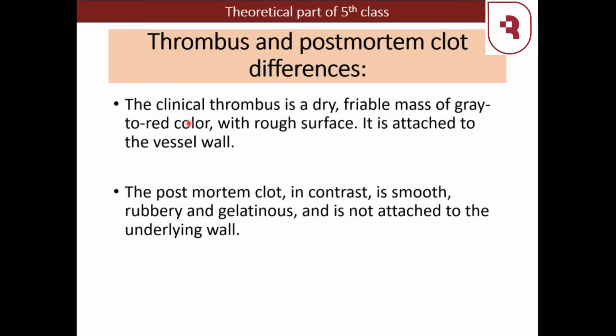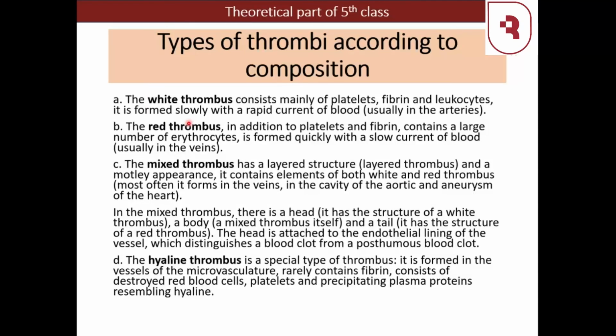Thrombus and postmortem clots should be differentiated in pathological anatomy practice. Thrombi are dry, friable masses of gray to red color with a rough surface. In the clot, we may see a smooth, rubbery, and gelatinous mass, and it is not adhered to the artery wall.